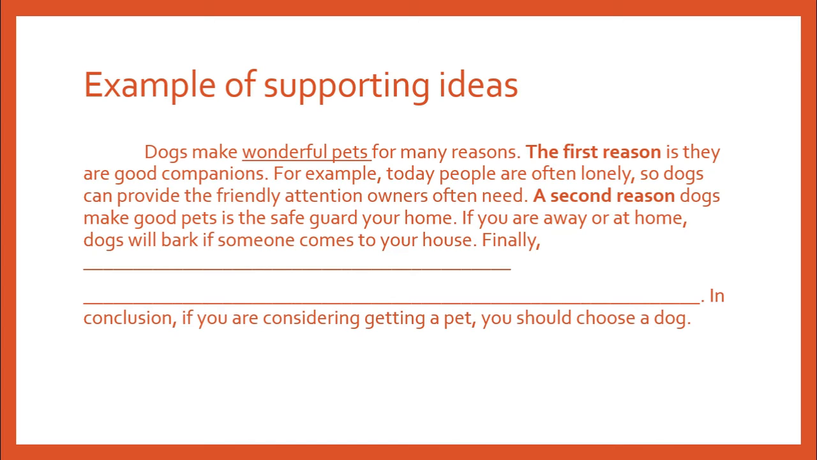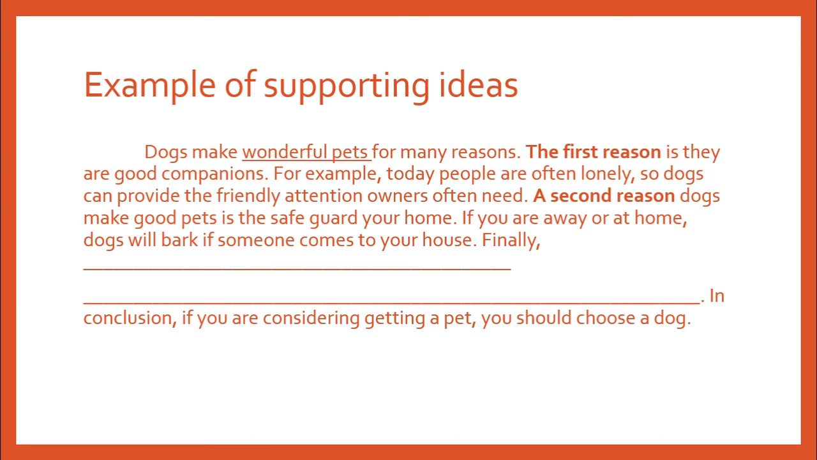A second reason dogs make good pets is to safeguard your home. If you are away or at home, dogs will bark if someone comes to your house. Finally, whatever, you can put some other idea there. In conclusion, if you are considering getting a pet, you should choose a dog. So here, it's very clearly shown that each of our body sentences, or all of our supporting sentences, gives a reason very clearly why dogs are wonderful pets.